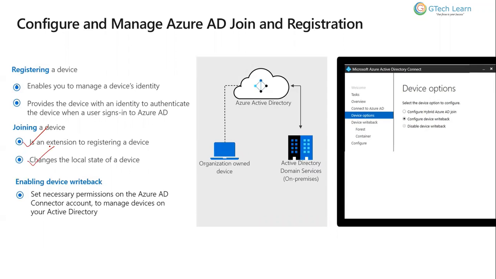You can go to the work school over there and then you can add your device over there. So if you want to enable the device writeback, then you need to set the necessary permission in the Azure AD Connector account in order to manage devices on your Active Directory. So we can have multiple device writeback options available.